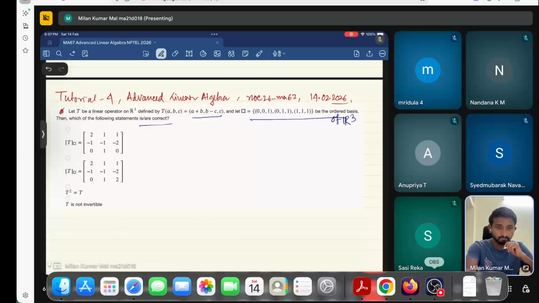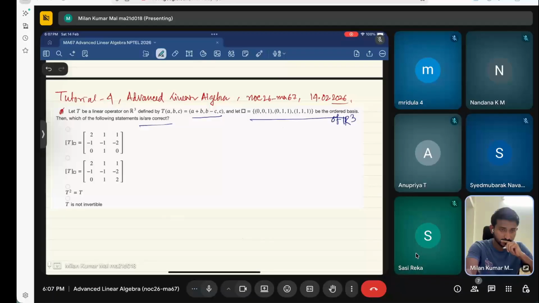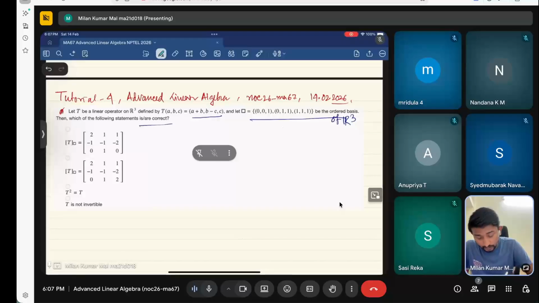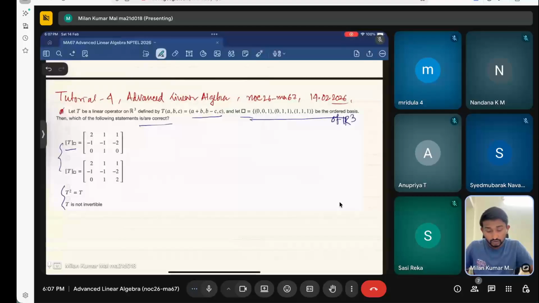Okay. Sorry. So look carefully here. One, it is asked for the matrix representation of T with respect to this ordered basis. At most one of them will be correct, and another is that T is not invertible and something like that. So first try to find the matrix representation of T with respect to this ordered basis.